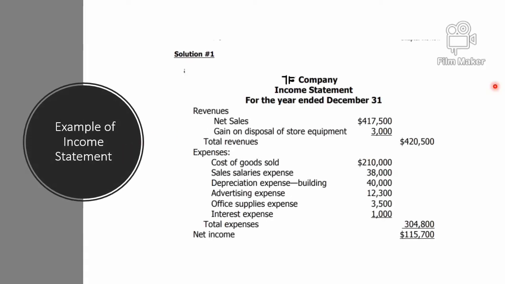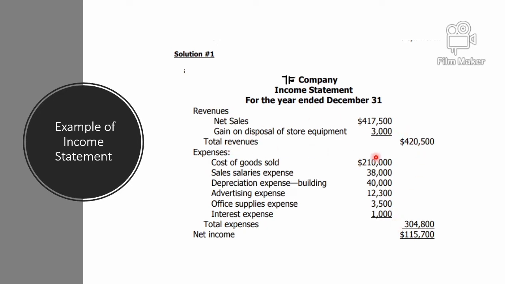Example of income statement. LF Company income statement for the year ended December 31. Revenue. It has net sales of $417,500. Gain on disposal of store equipment, an amount of 3,000. If we add the net sales and gain on disposal of store equipment, the total revenue is $420,500, and they will pay the expenses: cost of goods sold $210,000. Sales salary expense $38,000. Depreciation expense of the building is $40,000. Advertising expense $12,300. Office supplies expense is $3,500. Interest expense is $1,000. If we add these, then the total is $304,800.